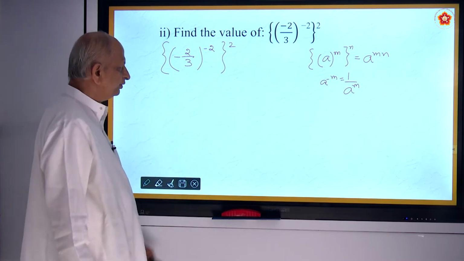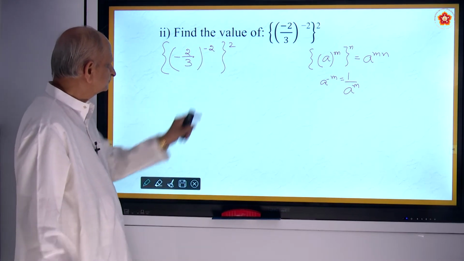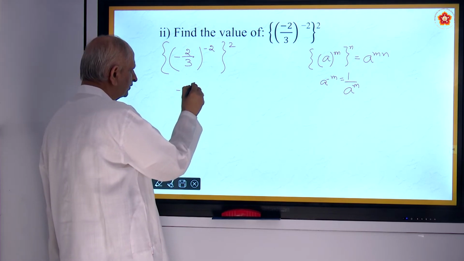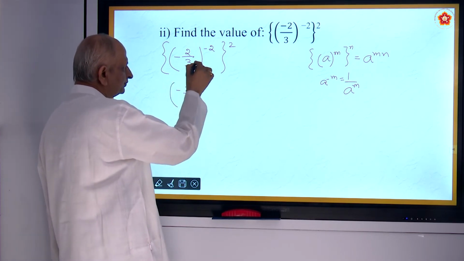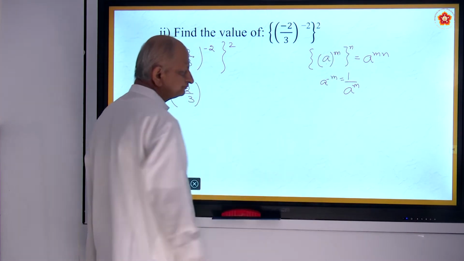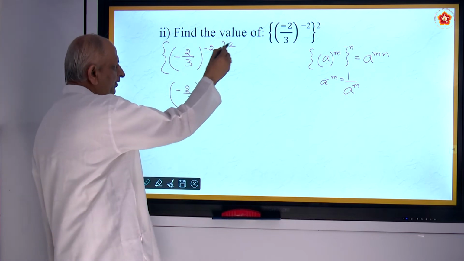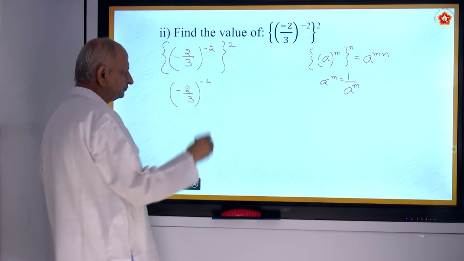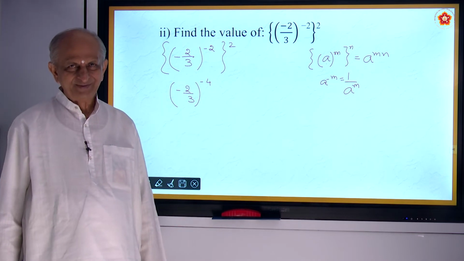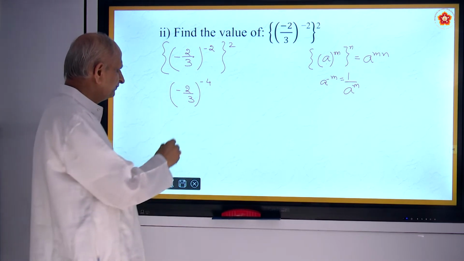Okay. First you simplify this. This will be minus 2 by 3 to the power of, see, using this formula, a to the power of m to the power of n. So m into n, that is minus 4. 2 2s are 4, correct? Plus into minus is minus.